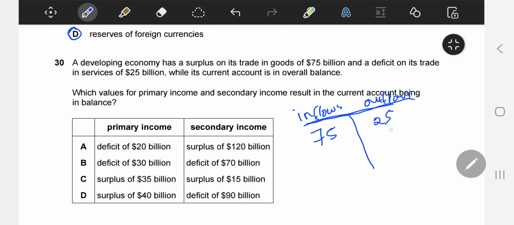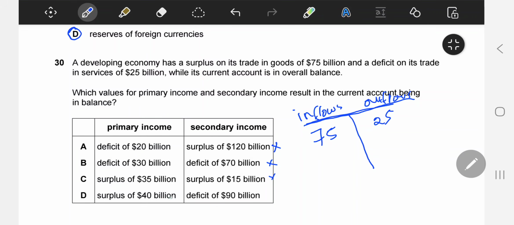So this thing is in balance. So if it's in balance, then we need the inflows and the outflows to be the same. So if you put 20 billion in primary income, as a deficit would be here, that would be 45, and a surplus here, so this one is not true. This one, again, a deficit of 30 billion will be there, that will be 55. Put this here, no, so this is not true. Surplus of 35 billion in primary income, so that's an inflow. That will be 110 and 50, so this one cannot be true.